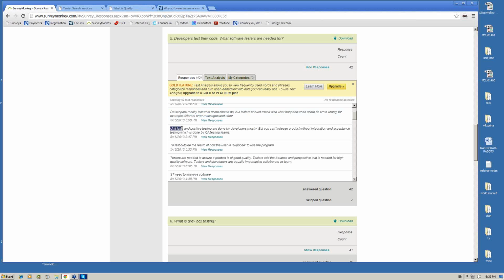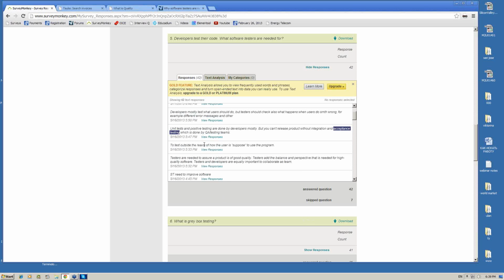Unit test is done by developers, and positive testing is done by developers, good, mostly. But you cannot release a product without integration and acceptance testing, which is done by QA. Acceptance testing, probably it's about user acceptance testing. Acceptance testing is not done by QA. User acceptance testing is done by subject matter experts. We will talk about that. Under supervision of QA. So we organize them, but we do not do user acceptance testing. So it's wrong. That is wrong.